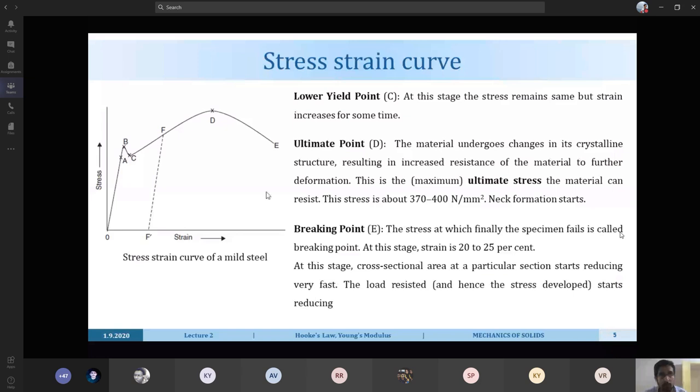And as a result, we need to apply more force, more tensile force, to get the corresponding strain here. So from point C to point D, we can see that there is a positive slope, and this positive slope arises because there is a change in the crystalline structure, which causes increased resistance in the body, and in order to produce a deformation, we need to apply more force. As a result, the stress versus strain curve has a positive slope in this region from C to D.